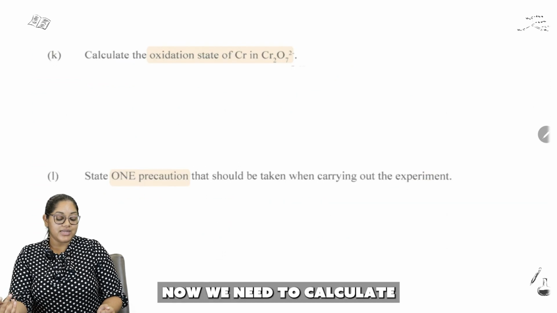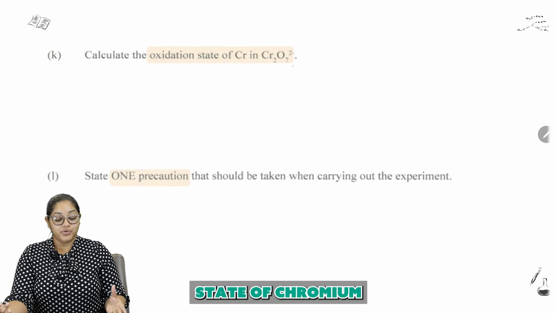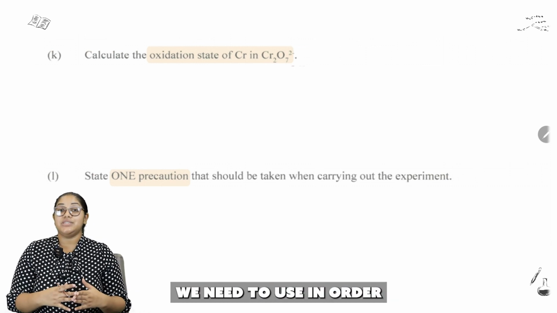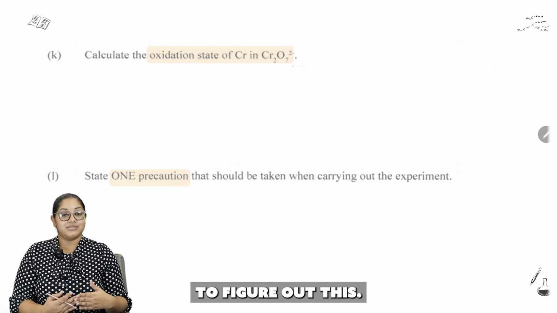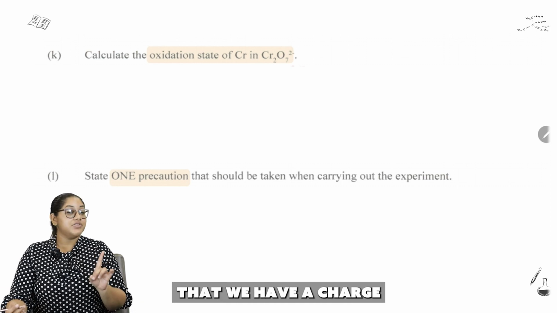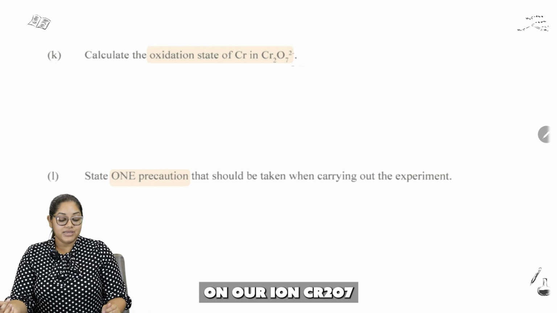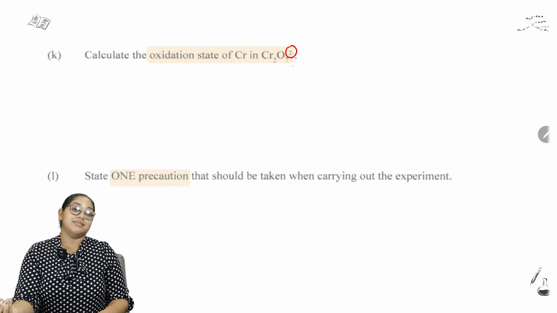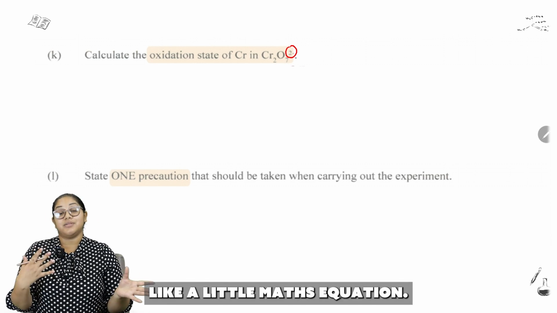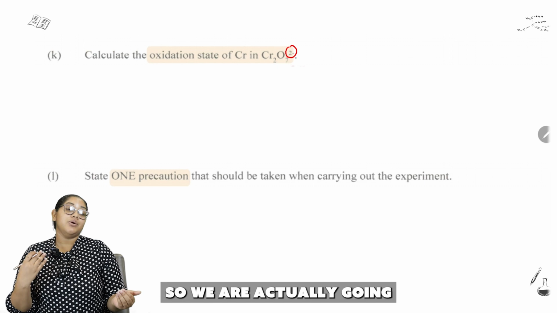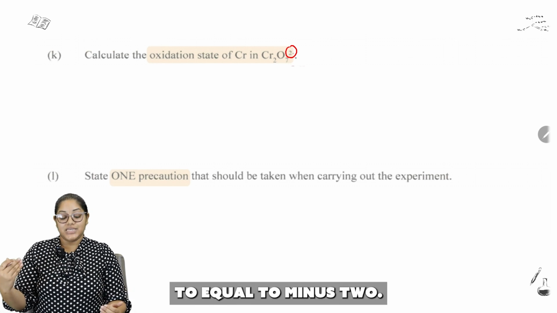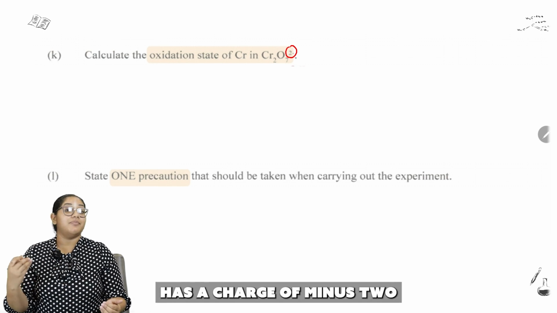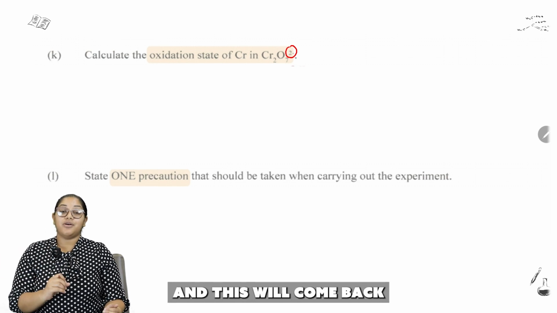Now we need to calculate the oxidation state of chromium in that dichromate ion. There are certain rules we need to use in order to figure out this. So notice that we have a charge on our ion, Cr2O7, it has a charge of 2 minus. We are going to solve this like a little maths equation. So we are actually going to put this entire thing to equal to minus 2. The overall ion has a charge of minus 2. And this will come back from the rules.